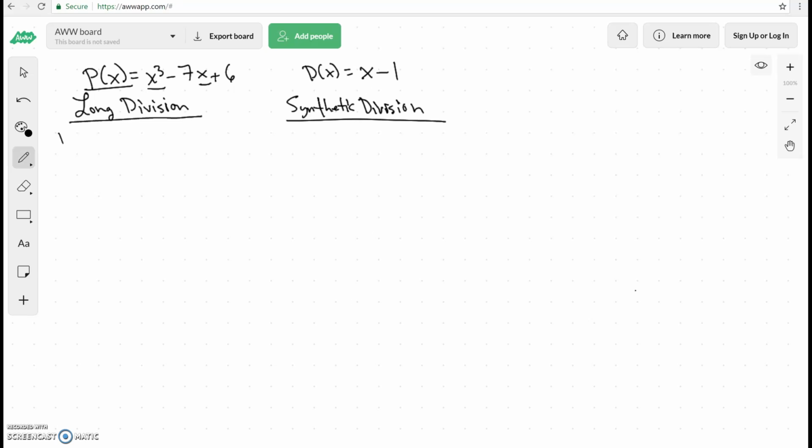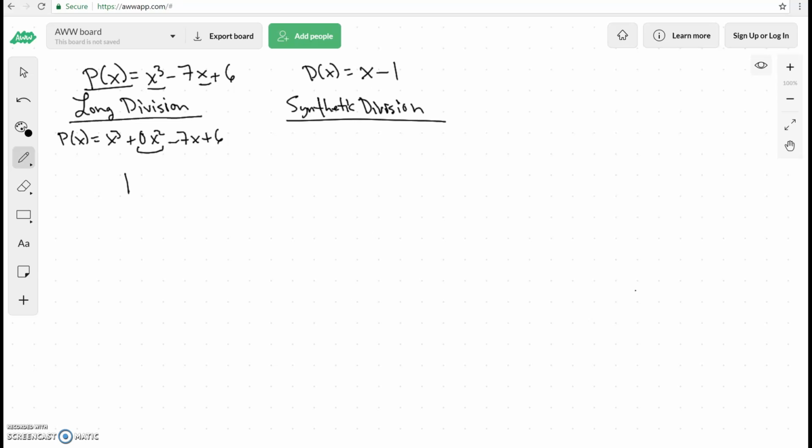So basically we can rewrite p of x as x cubed plus 0x squared minus 7x plus 6, because we can go ahead and assume that the coefficient in front of the x squared is going to be 0 because it's not there. So we have to be very, very careful whenever we do long division or synthetic division, that we include the missing terms. Okay, now we can go ahead and divide.